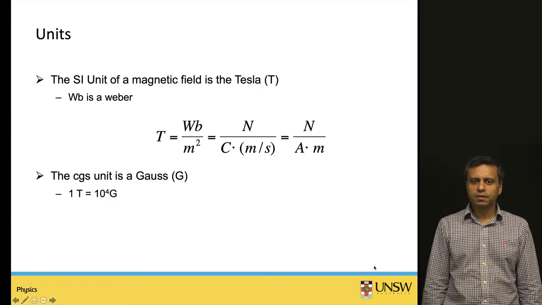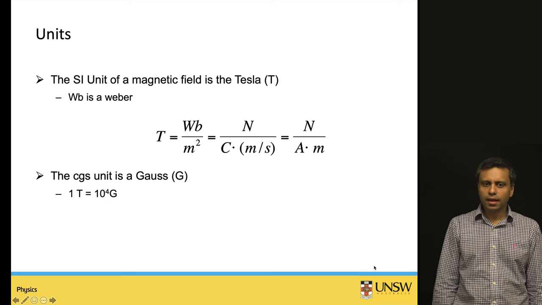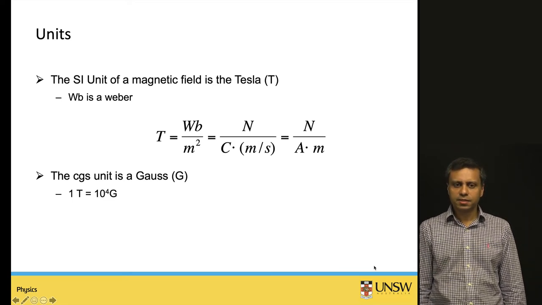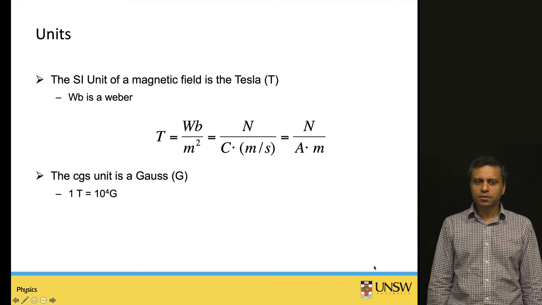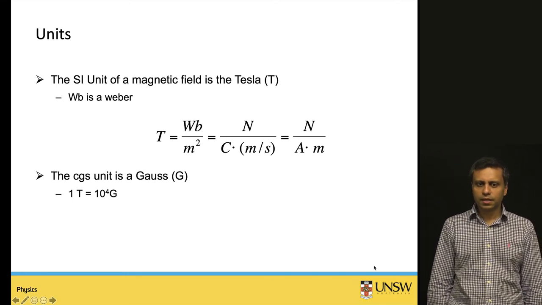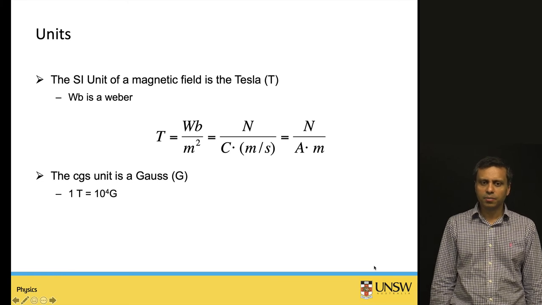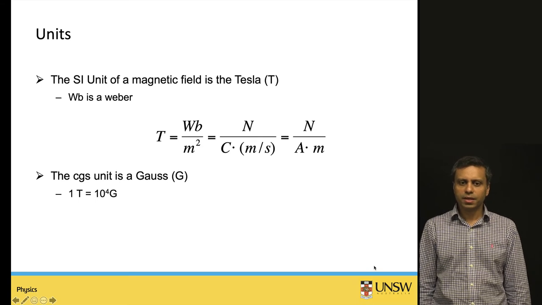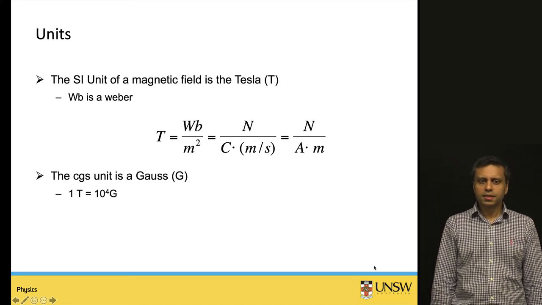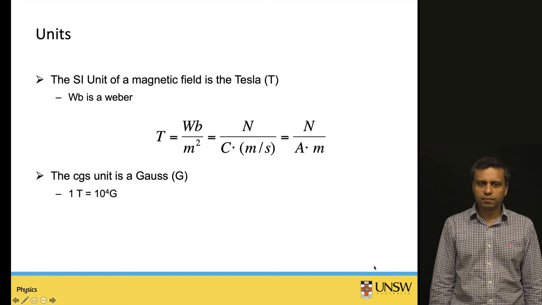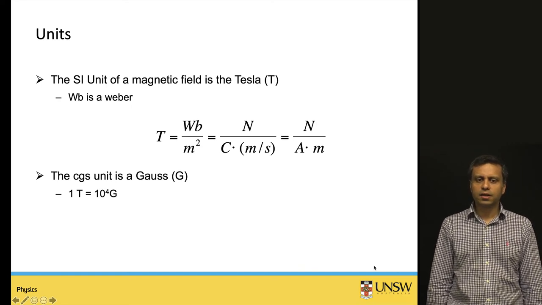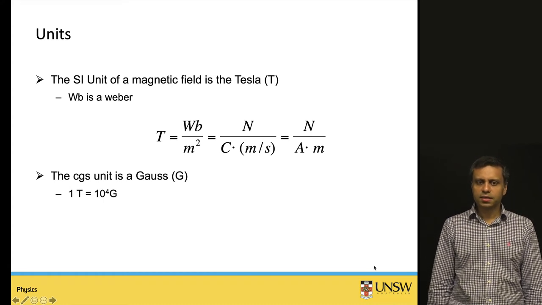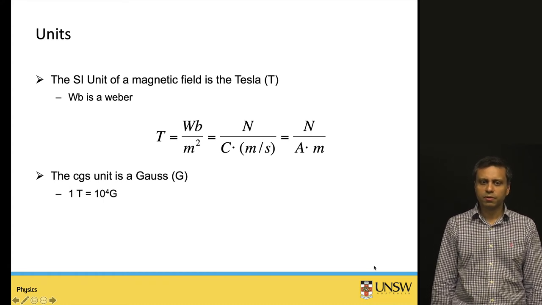The SI unit of the magnetic field is called the Tesla. And Tesla is defined as Weber per meter square. Weber represents the magnetic flux. And Tesla can also be written in terms of other units, such as Newton per coulomb times meter per second, or Newton divided by ampere times meter. And the CGS unit of the magnetic field is called Gauss, represented by a capital G. And one Tesla is equal to 10 to the power 4 Gauss.